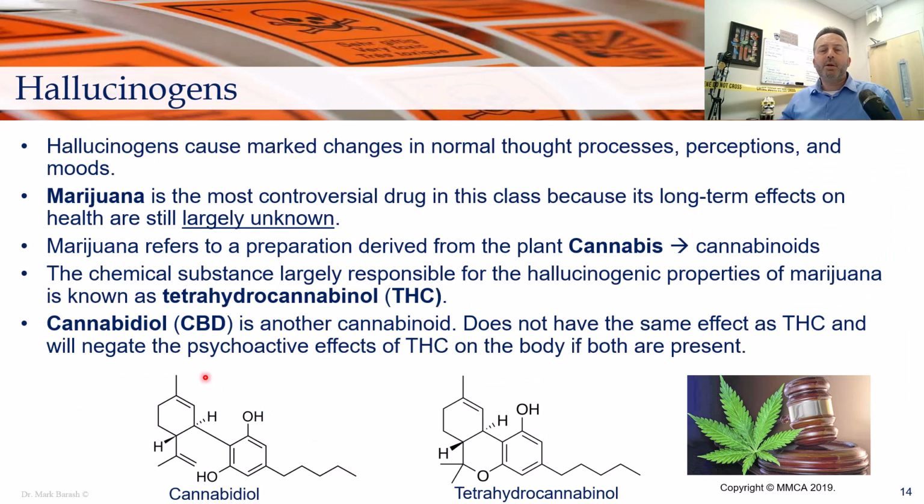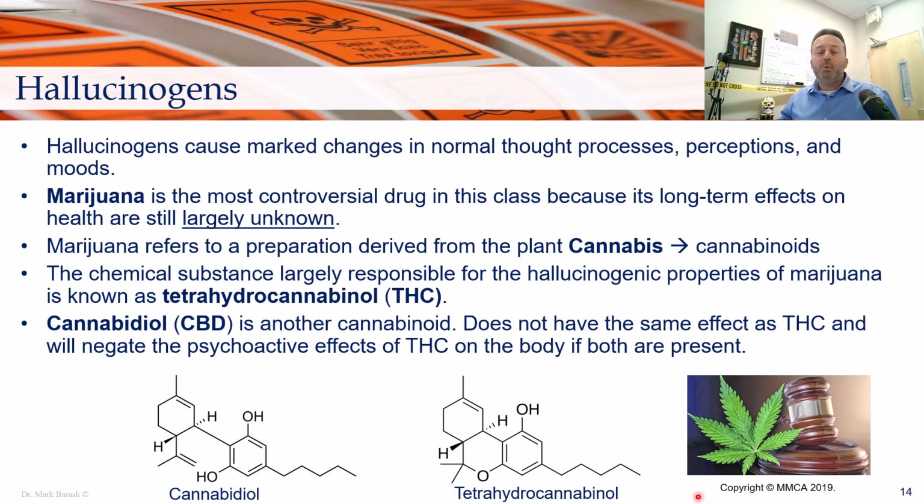Now, another category of popular drugs are hallucinogens. A hallucinogen is a substance that induces changes in mood, thought, or perception, and often makes you believe or see things that do not exist. So the most abused and controversial hallucinogen is marijuana, right?